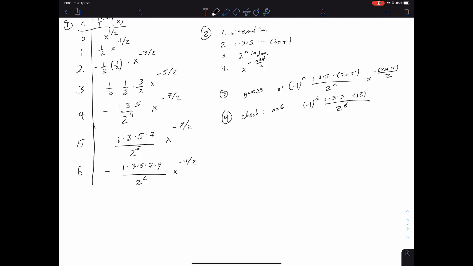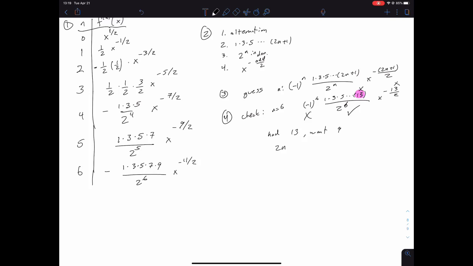2 to the 6th, and then I have x to the negative, that's still 13 over 2. And is this right? So this is wrong. This is right. 2 to the 6th is right, that's good. This is wrong, and this is wrong. So for this pink one, we had 13, and we want 9.